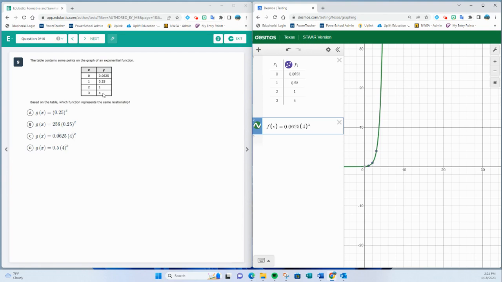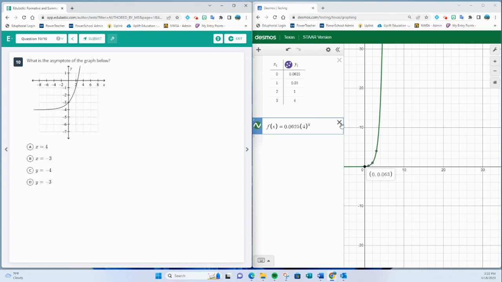The other way I would be able to figure this out is that this is growing, so there is exponential growth. And then my initial value is 0.0625. When x is 0, y is 0.0625. But it would be C, I mean. That would be the equation that would hit all the points.